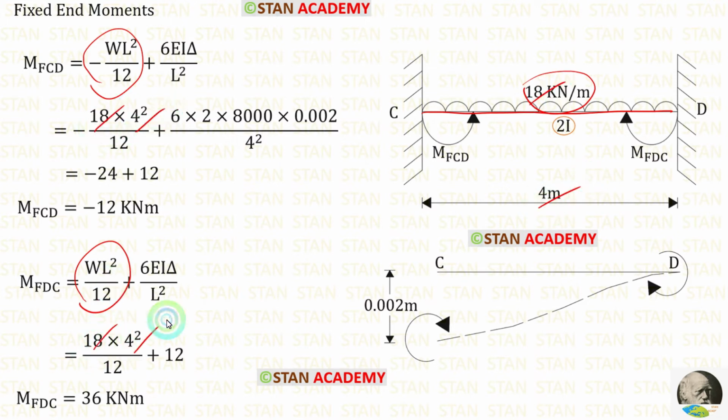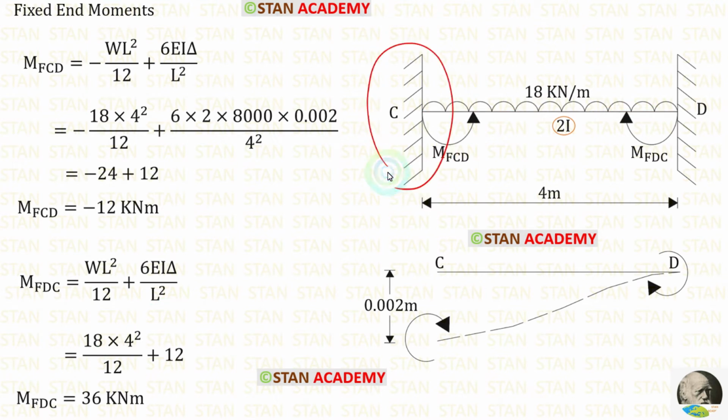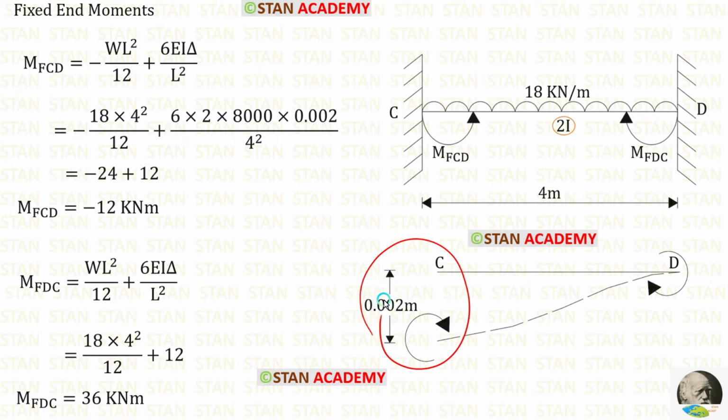Let us apply them. We know that the support C sinks by 0.002 meter. So we have to add the fixed end moments due to sinking. We know the formula for the fixed end moments, 6EI delta upon L square. In this span, the sinking occurs on the left side. So the fixed end moments due to sinking will be positive. The moment of inertia for the span CD is 2I. So we have to multiply EI with 2. Delta is 0.002 and L is 4.